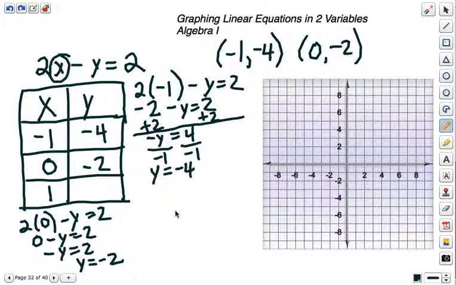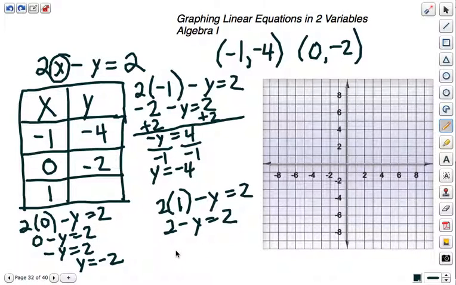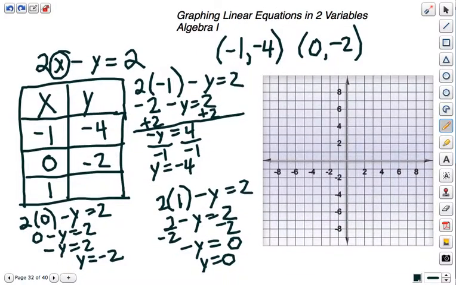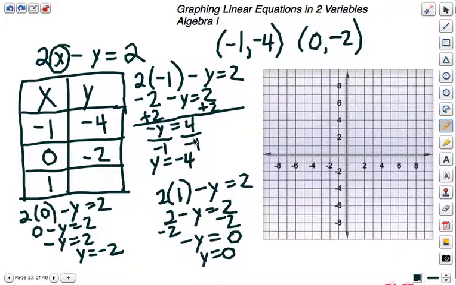All right, so we're going to substitute 1 for x into that linear equation. So 2 times 1 minus y equals 2. 2 minus y equals 2. Subtract 2 from both sides. -y equals 0. And then if you divide both sides by -1, y still equals 0. So we'll go ahead and put 0 in our table, and put that last ordered pair there.